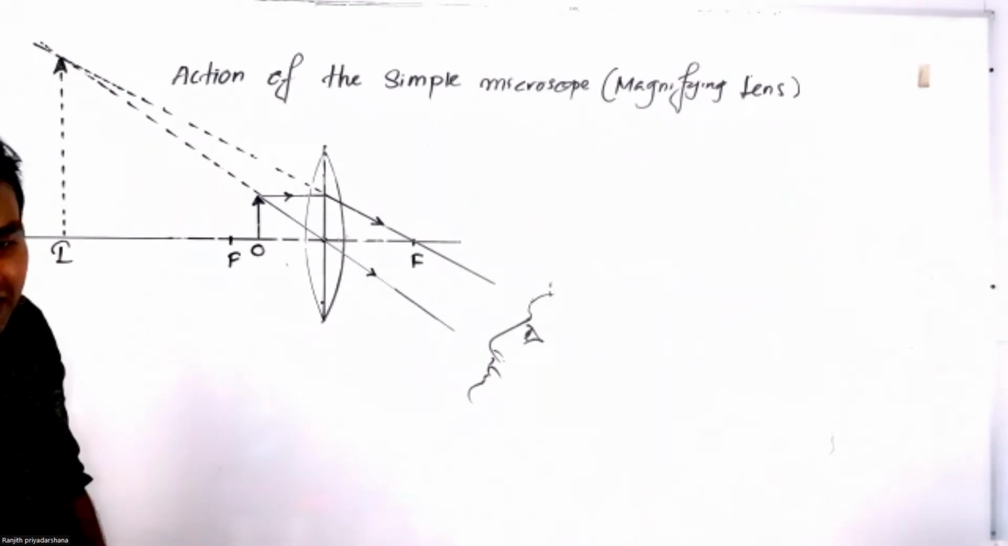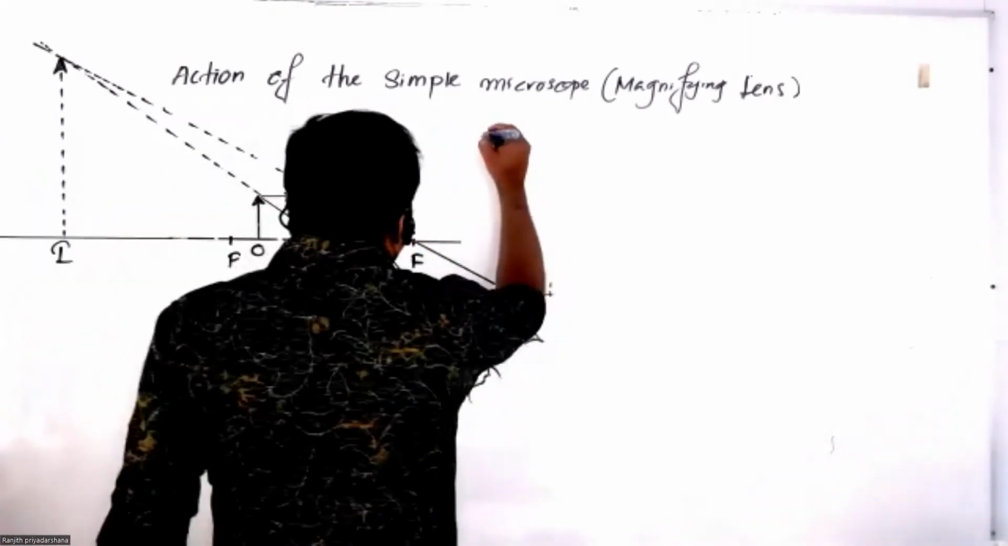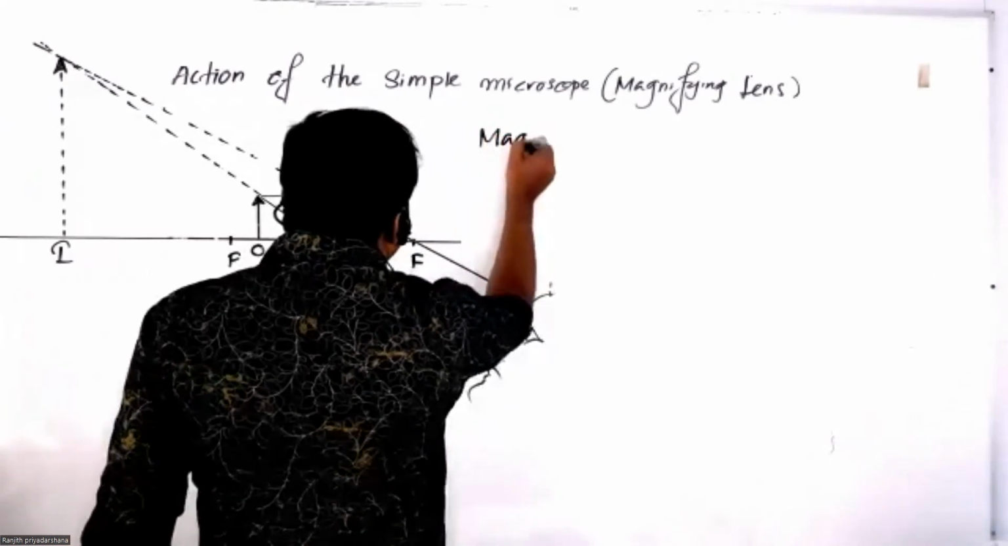Next, we have to learn some of the theories associated with microscopes. So they are magnification and resolution. Magnification and resolution. Okay, now take down the topic. Magnification.